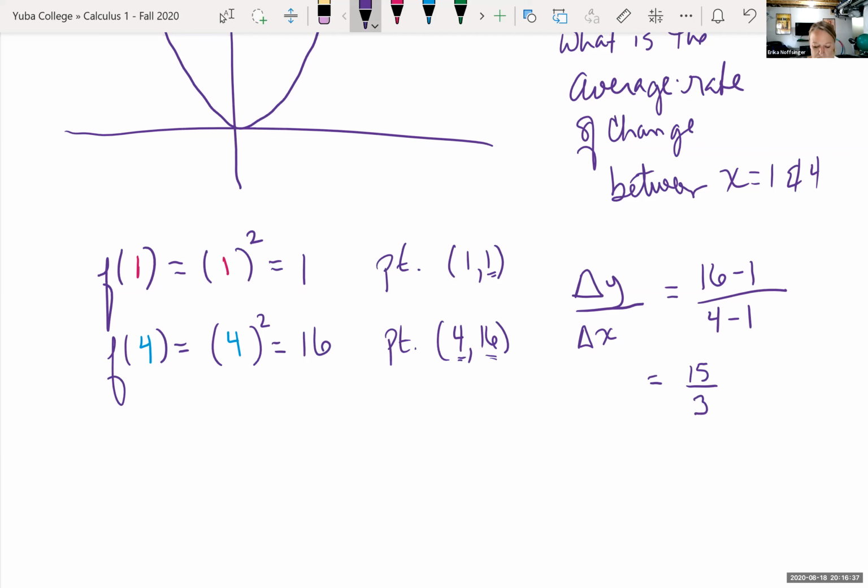Be careful here, you want to do order of operations. You can't simplify the 4 and the 16 together, or the 1s. And this would equal 5.